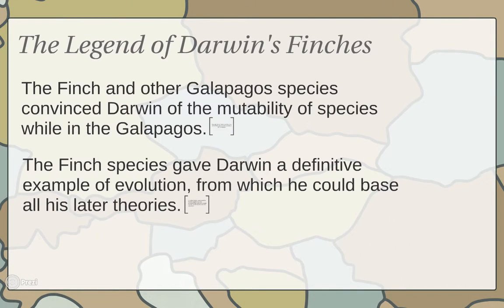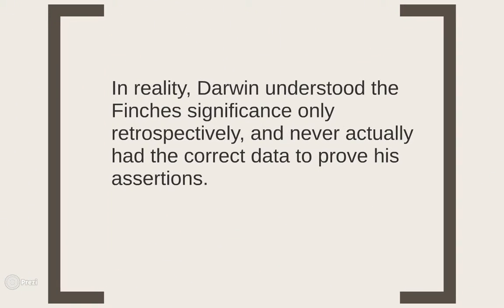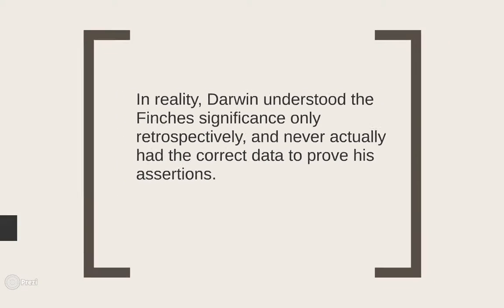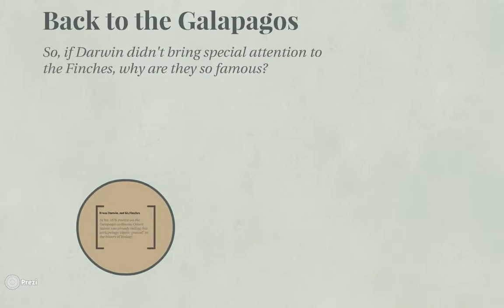Secondly, the legend frames the finches as a jumping-off point for Darwin, from which he constructed the rest of his theory. In fact, Darwin understood the adaptive radiation of the finches only retrospectively, and without an accurate record of their localities, he could not definitively say that his explanation was the correct one. The finches do not even make it into the final version of The Origin, although the Galapagos is mentioned several times. So the question remains, if Darwin didn't bring special attention to the finches, why are they so famous?